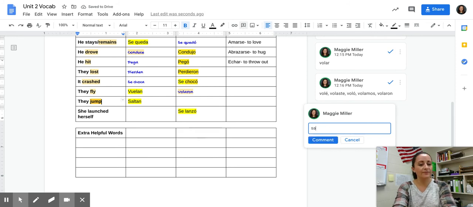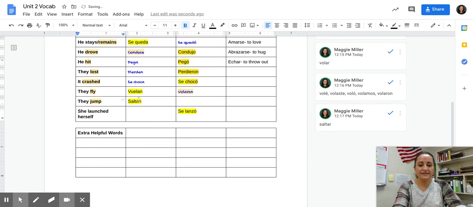AR, so to jump is saltar. Okay. Present tense, there is not one thing weird about it. So I jump, salto, saltas, salta, saltamos, saltan. In the preterite tense, they jumped. Think for a second. We want they jumped. It's an AR verb. We're going to the they form. So we've got salt. What's my ending? Aron. Saltaron is they jumped.